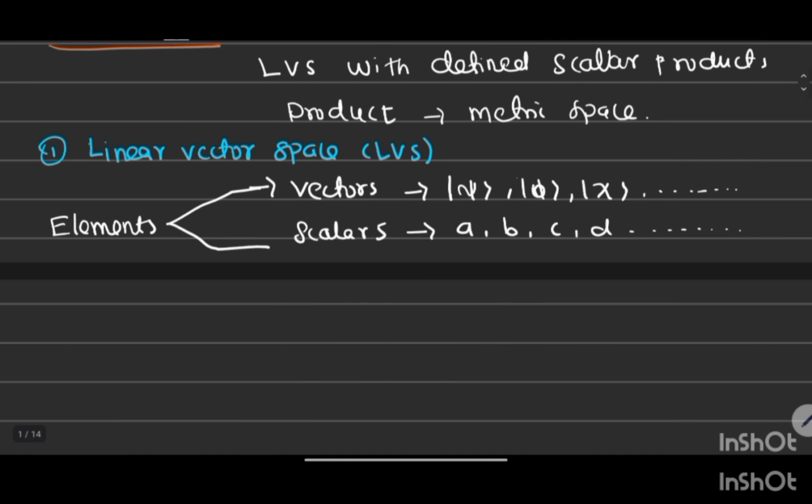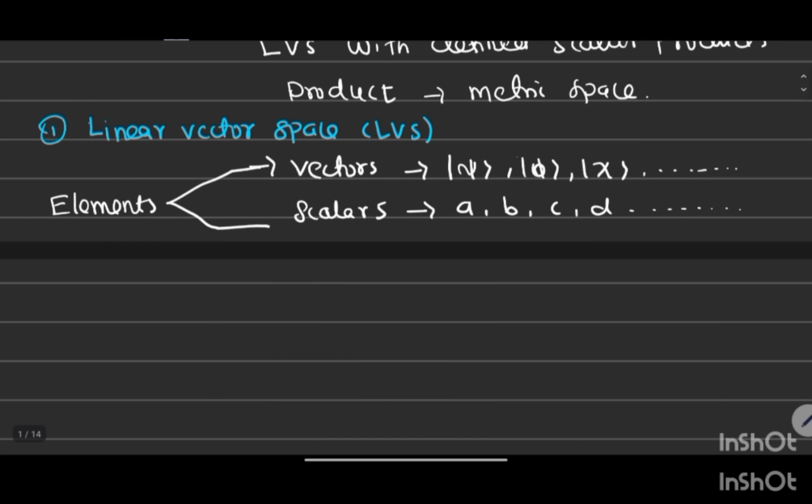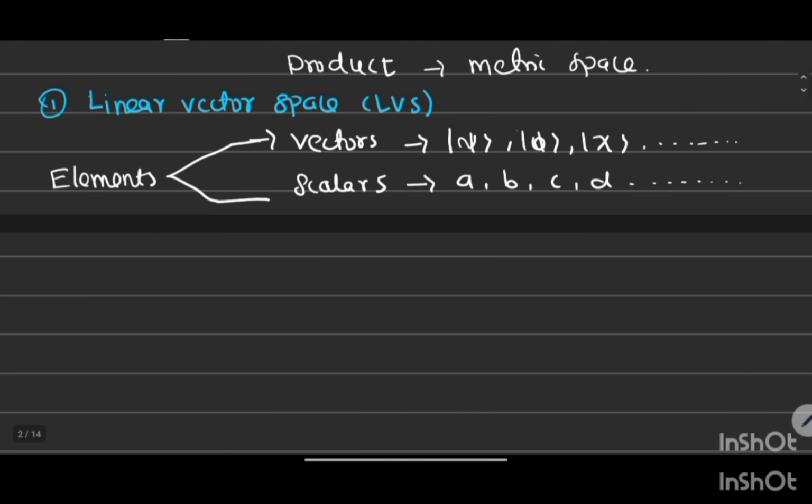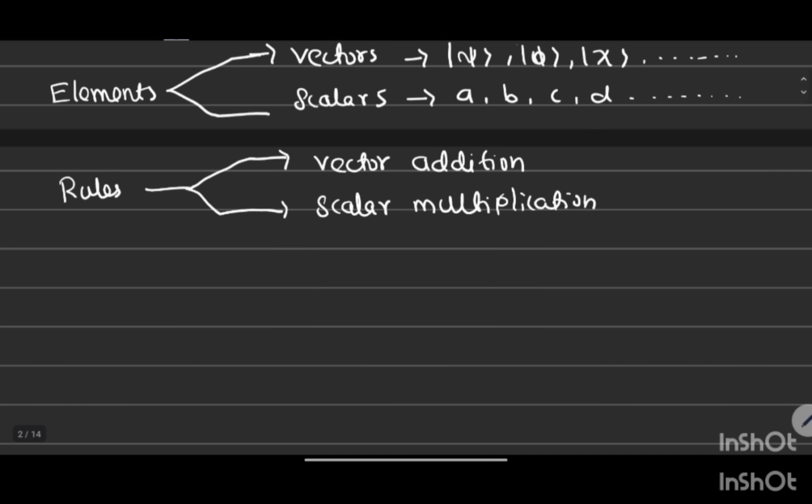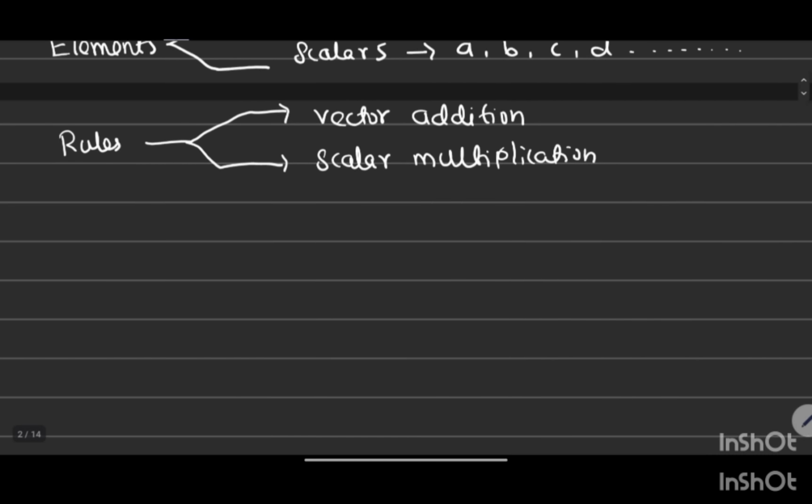In addition to these two elements, it also has some mathematical rules. What are those rules? We have two sets of rules: a rule for vector addition and a rule for scalar multiplication. We'll see the properties of vector addition and scalar multiplication. Vector addition has the following properties.